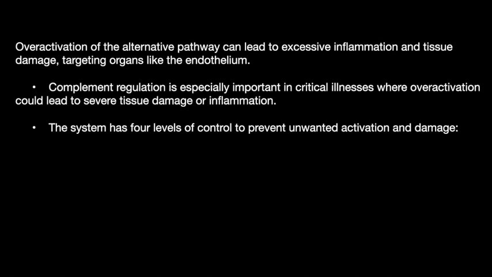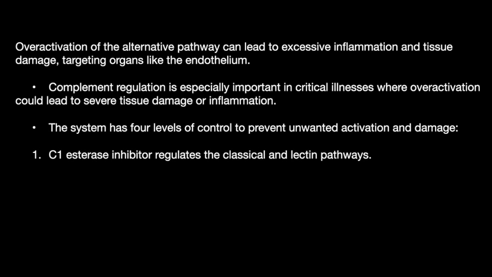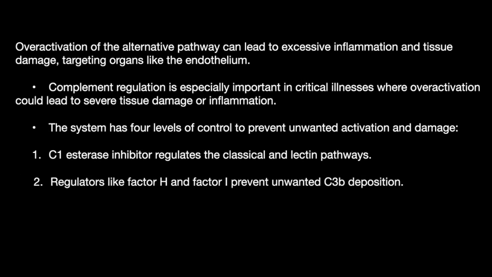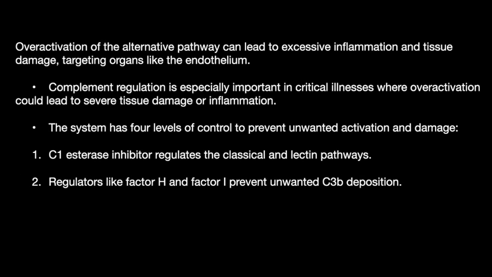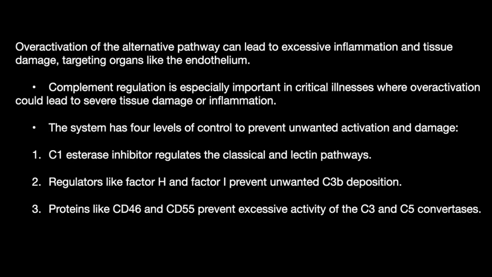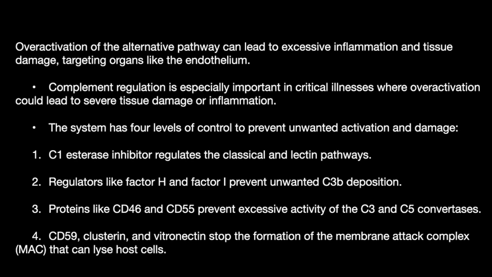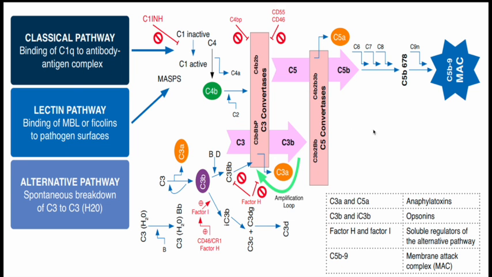The system has four levels of control to prevent unwanted activation and damage. The first is C1 esterase inhibitor, which regulates the classical and the lectin pathway. Regulators like factor H and factor I prevent the unwanted C3b deposition. Proteins like CD46 and CD55 prevent excessive activity of C3 and C5 convertase. CD59, clusterin, and vitronectin stop the formation of the membrane attack complex that lyses the host cell. So this is the complement pathway, and these are the inhibitors which are regulating the inflammation.